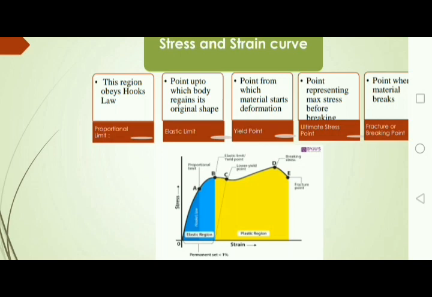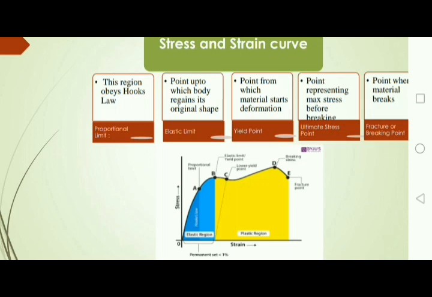We have learned Hooke's law, and we have found out what the proportional limit is. Then what is elastic limit? In the figure you can see point A shows the proportional limit, then point B shows the elastic limit. The elastic limit is the point up to which the body regains its original shape. Then point C. What does point C show? Lower yield point, or yield point. What is yield point? The point from which the material starts deformation is the yield point.